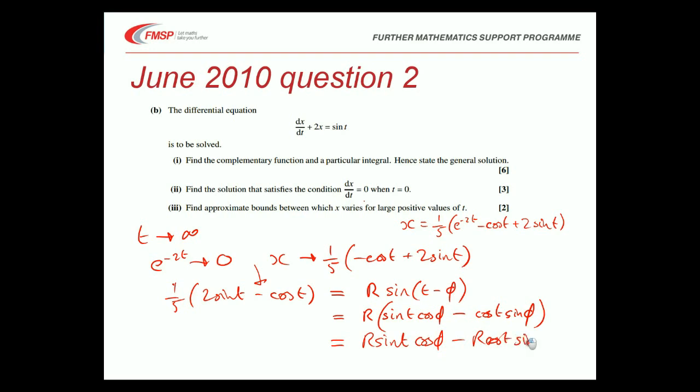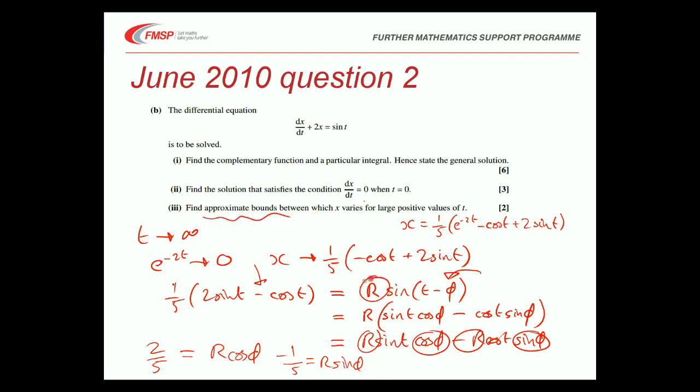And if you look at this, I can deduce that r cos phi, so that bit, must be the same as the coefficient of sine t, which in this case is 2/5. So 2/5 must be r cos phi, and by a similar argument, minus 1/5 must be r sine phi. And actually, I don't really care what this phi business is, because all that's going to do is shift a trig function. What I do care about, because they're asking about the bounds, is how big this trig function gets.